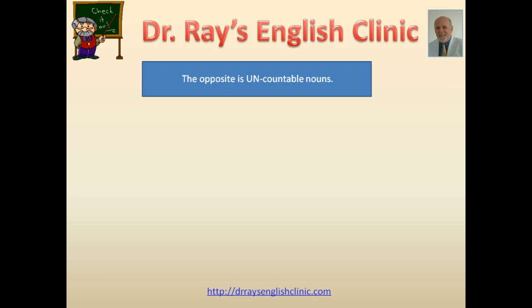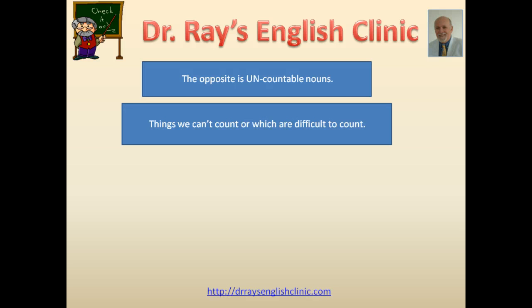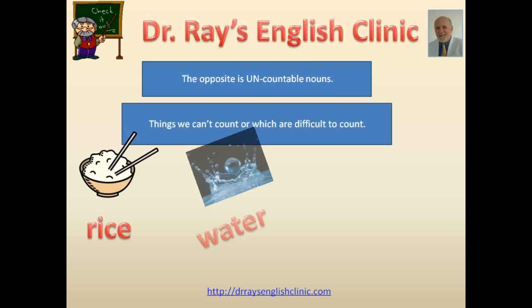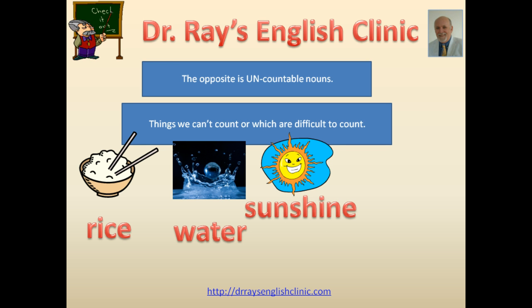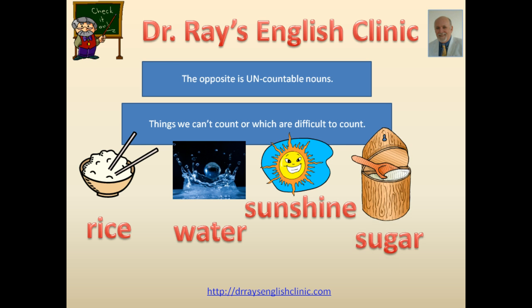The opposite is uncountable nouns. Things that we can't count, or which are difficult to count. For example, rice. We don't go to the shop and say, can I have 3,746 rice, please? No. We go and we say, can I have 1 kilo of rice, right? Water. We can't count water, unless we say bottles of water. We can count the bottles of water, but we can't count the water. Sunshine. Sugar or salt. We don't count these things.